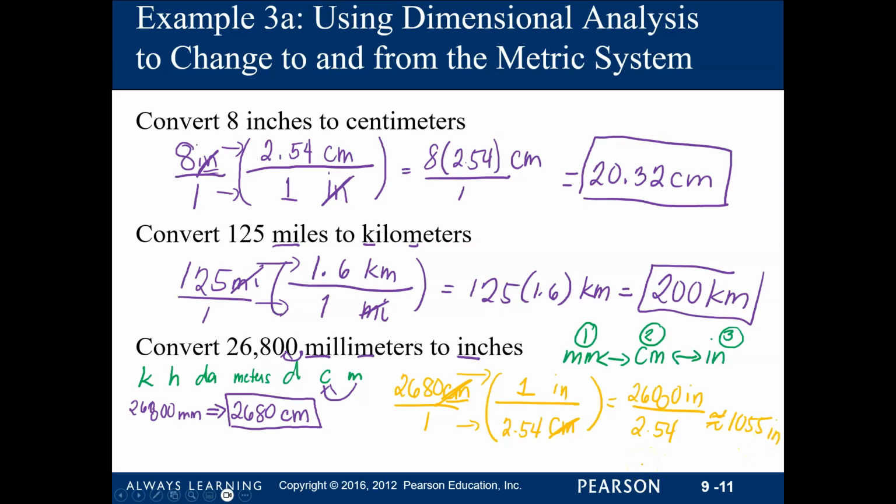That is how we can change metric to English or English to metric system. Again, there will be times that you will not have direct conversions from what is given to the desired. You have to be thinking outside of the box. Think of a way on how you can use a bridging conversion. In this case, the bridge conversion was millimeter to centimeter. All right, that's everything.